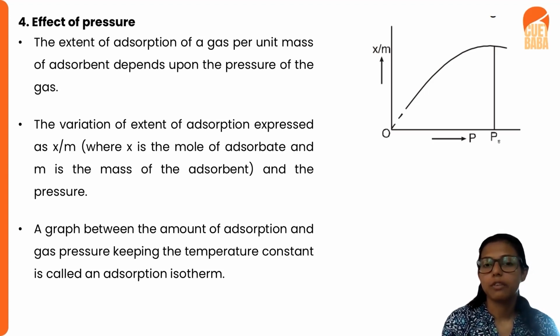We know that any graph drawn at a constant temperature is called an isotherm. So if we draw a graph between the degree of adsorption, that is x by m, against the pressure, it is called the adsorption isotherm. It will be drawn at a constant temperature. We have to study the dependence of adsorption on pressure, so we will take the temperature as a constant. So the graph drawn between x by m and pressure is called the adsorption isotherm.